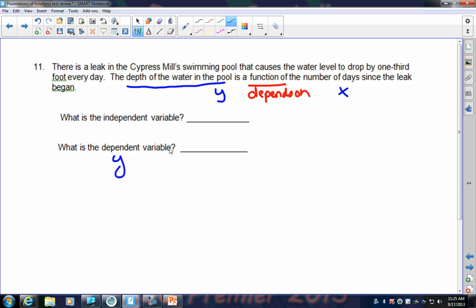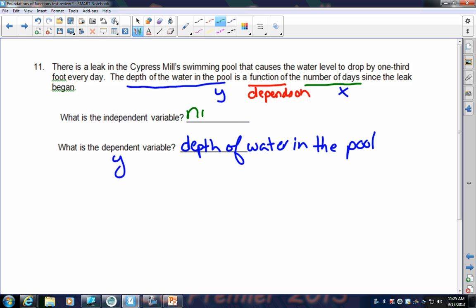Well, that means the dependent variable is going to be the depth of water in the pool. So y depends on x. X is what comes afterwards, which is the number of days. The number of days happens first, and then the water leaks out.